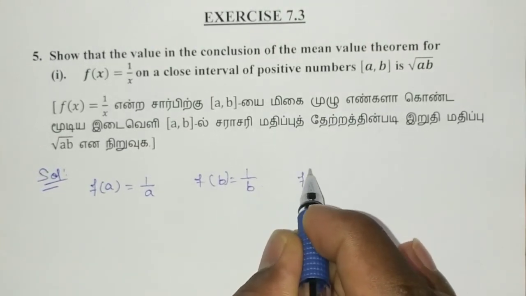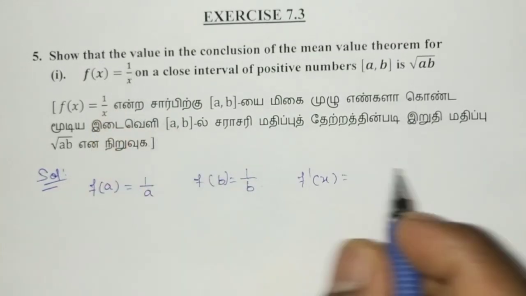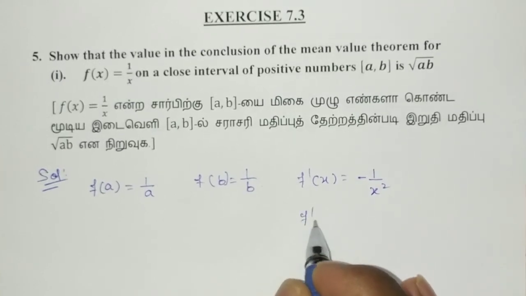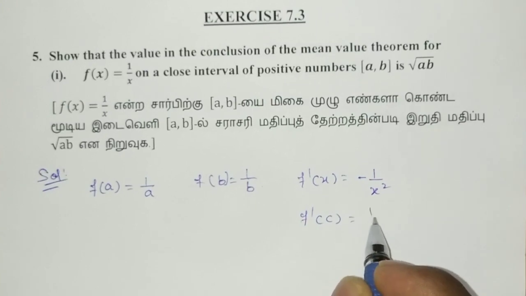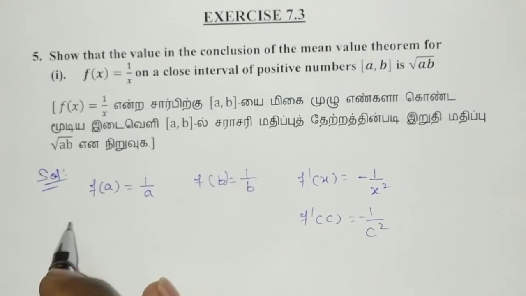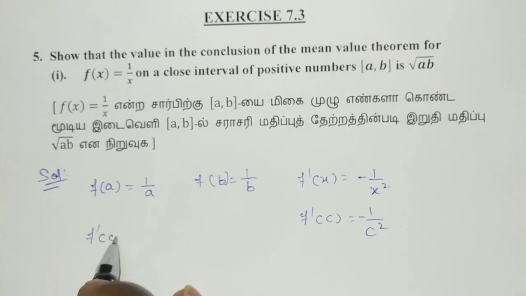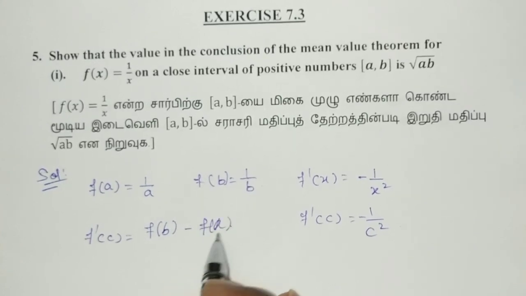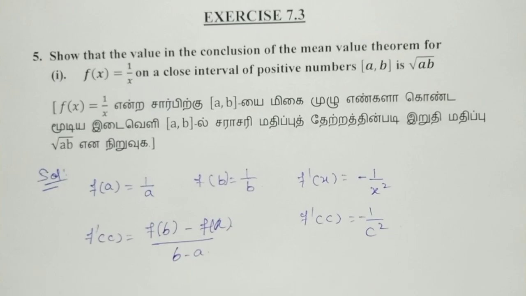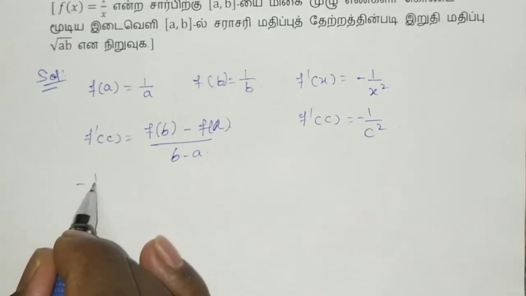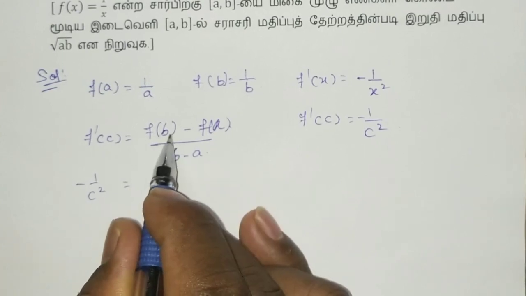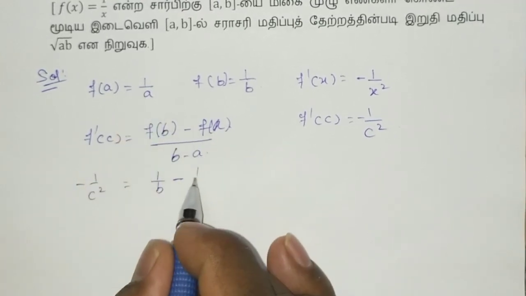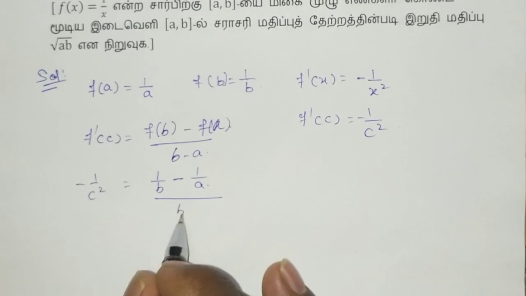Next, let's find f dash. f dash of x equal to 1 by x, differentiate, we get minus 1 by x square. In place of x we use c, so f dash of c equal to minus 1 by c square. Take Lagrange's theorem: f dash of c equal to f of b minus f of a divided by b minus a. Instead of f dash of c take minus 1 by c square, this is equal to f of b, which is 1 by b, minus f of a, 1 by a, all divided by b minus a.